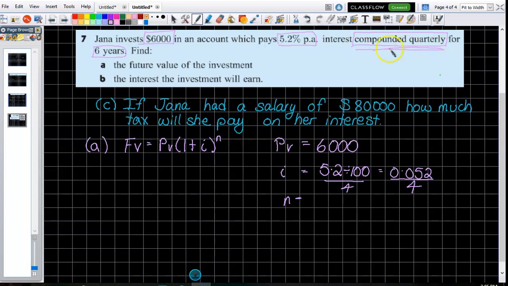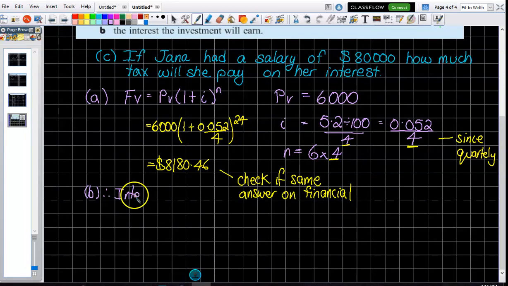What did we highlight? If it was compounded monthly, we'd divide it by 12. Correct? And N is 6 times 4. So highlight this. Okay, interest. Subtract what you originally invested.